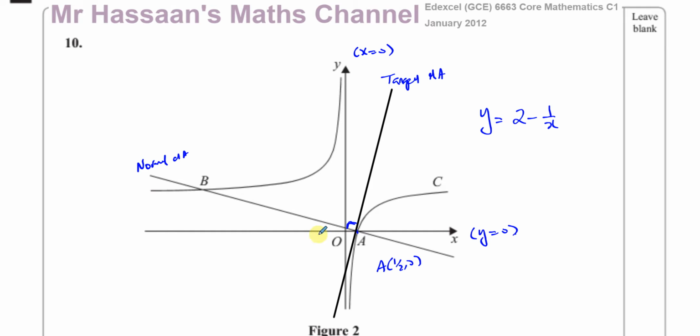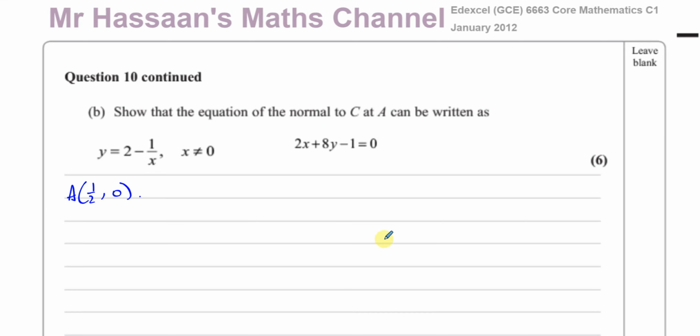So our first objective, therefore, is to find the gradient of the curve C at the point A. That's what's going to help us. We know the normal is a straight line. We need two things. We need a point on the line, which we have. That's one of the things we need. The second thing is we need the gradient of the normal to the curve at A.